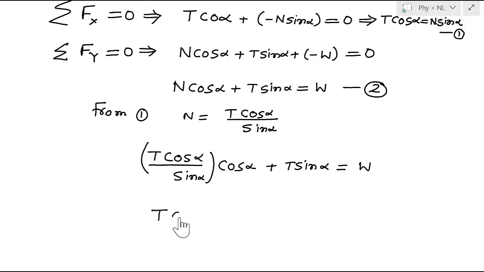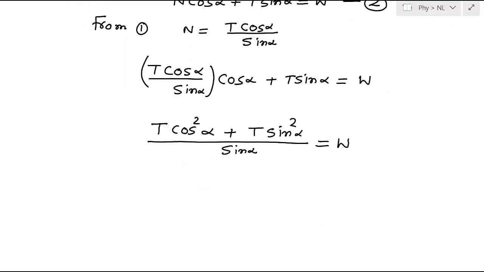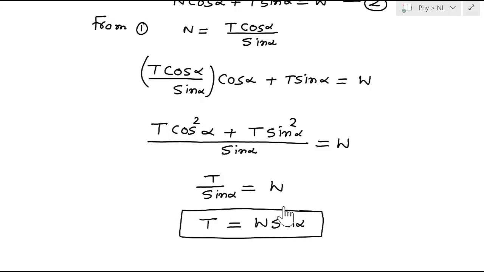Furthermore, I can write T cos square alpha plus T sin square alpha, and this divided by sin alpha, is equal to W. And now we know that cos square alpha plus sin square alpha is equal to 1. So this is simply T divided by sin alpha is equal to W. So from here I can write T is equal to W sin alpha. So I know T.